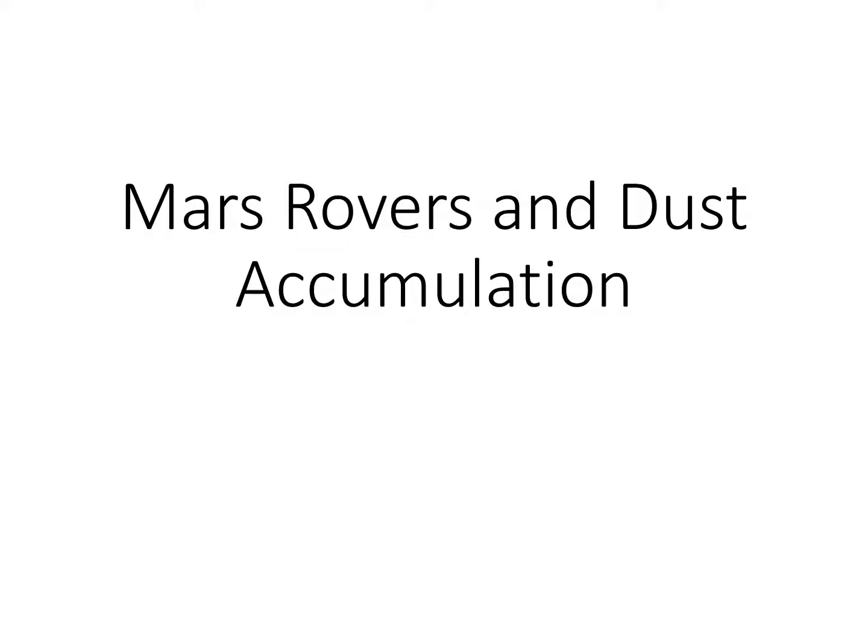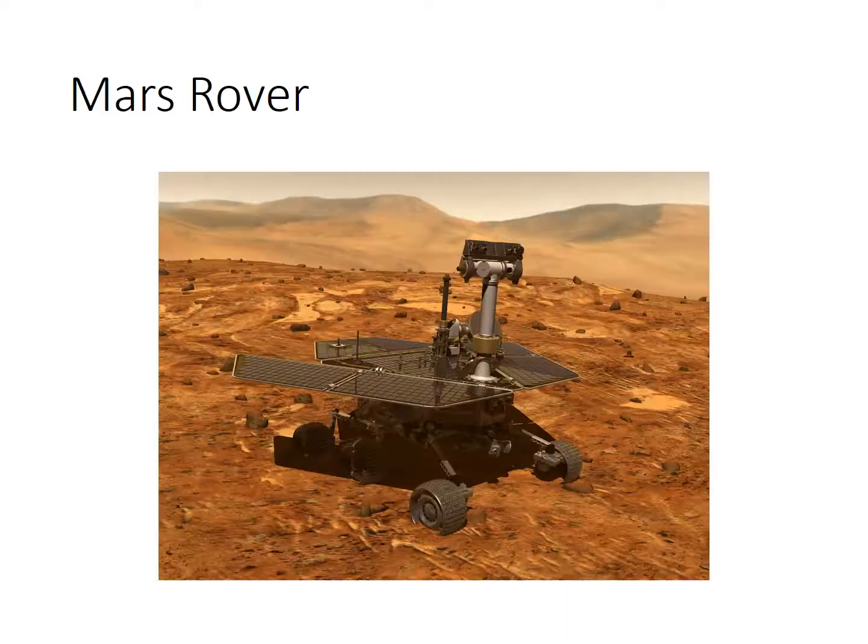In this video, we'll introduce the idea of how to find an amount of accumulation using the scenario of a Mars rover. The Spirit rover landed on Mars in 2004 and was active until 2010. It was powered by solar cells. As the rover traveled across the Martian surface, it kicked up dust, which accumulated on its solar cells.